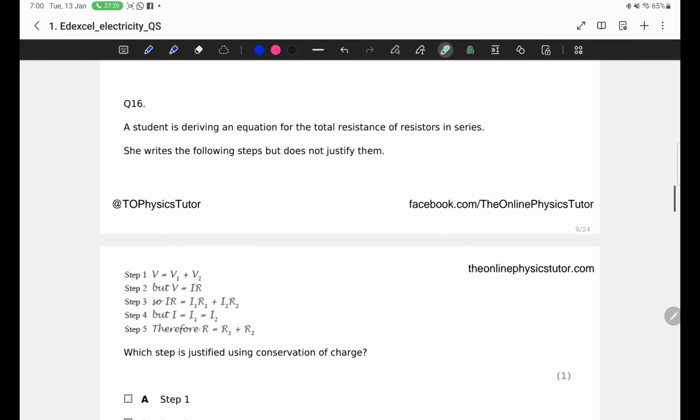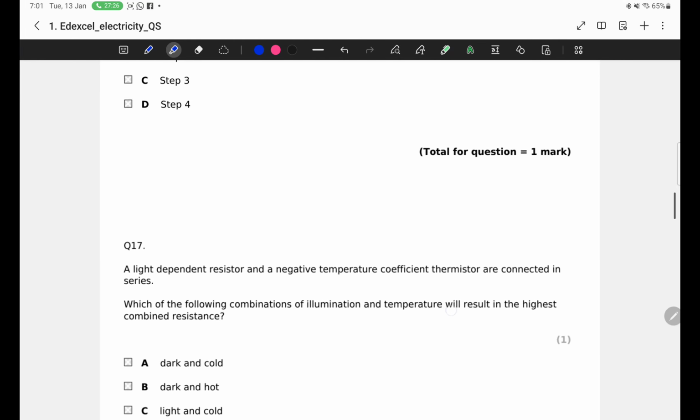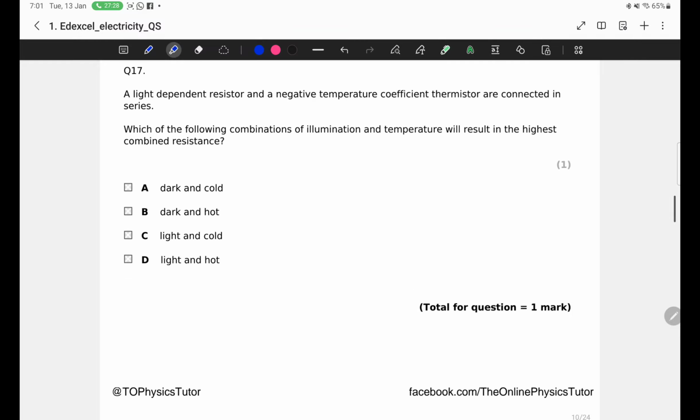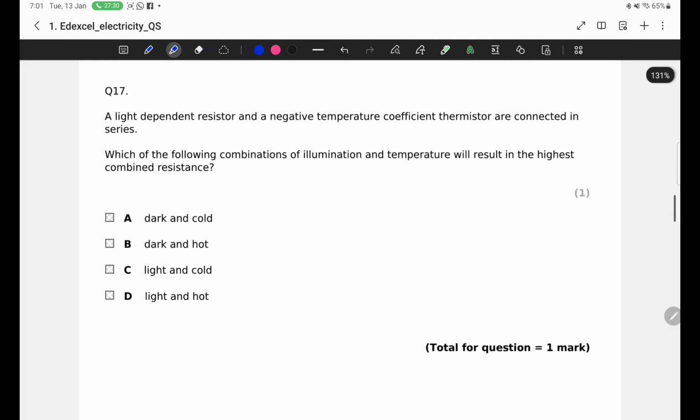Okay, now this is a question for series parallel, which I cannot explain. This is a series question. And now this is another question which we can solve. The question is, sir, we have a thermistor as well as, I think, an LDR.